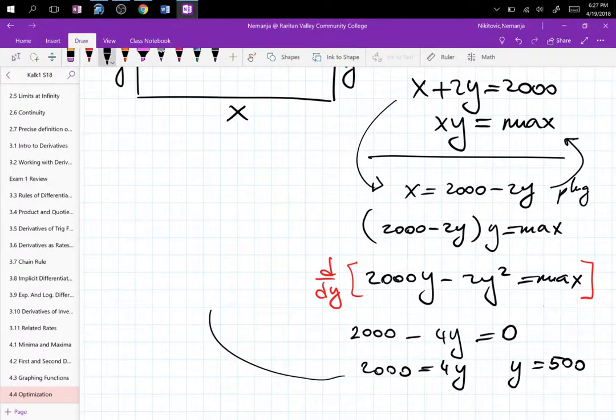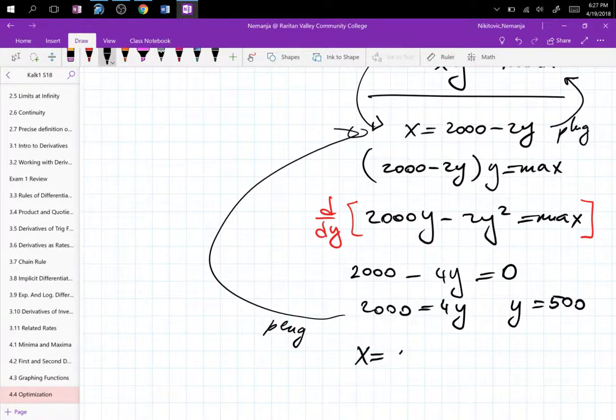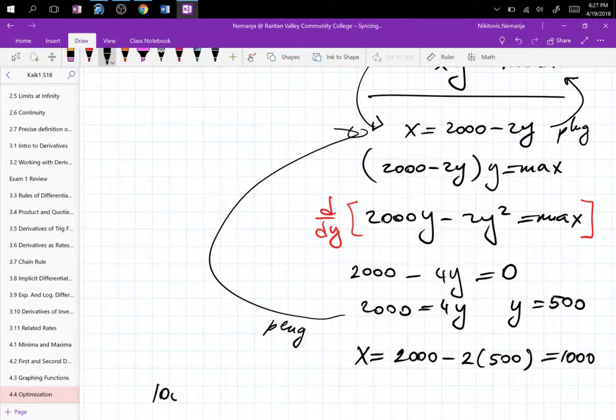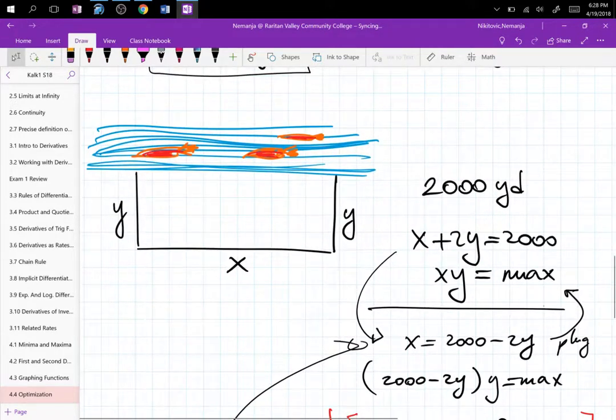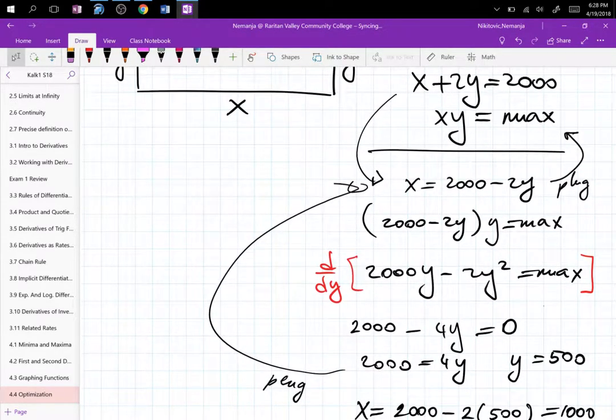And if y is equal to 500, then x is 1,000. Right? You will take this now, plug over there, and you will have that x is equal to 2,000 minus 2 times 500, which is 1,000. So now the plot of land is 1,000 yard by 500 yard. So you see that it's not a square. The previous one was a square, but now we have a rectangle, 1,000 by 500. And so guys, this is a procedure that guarantees maximum area.